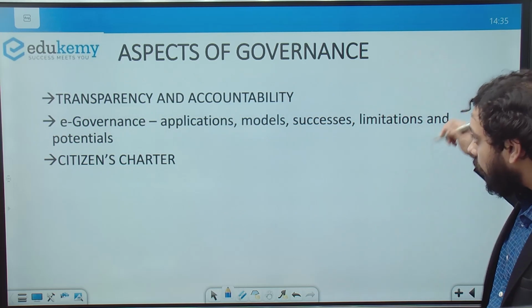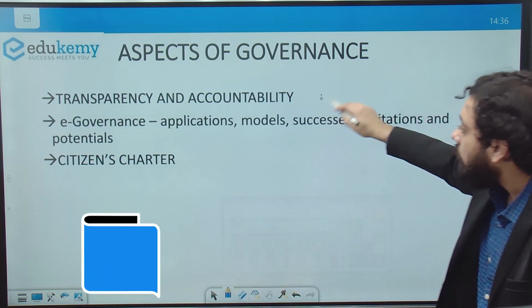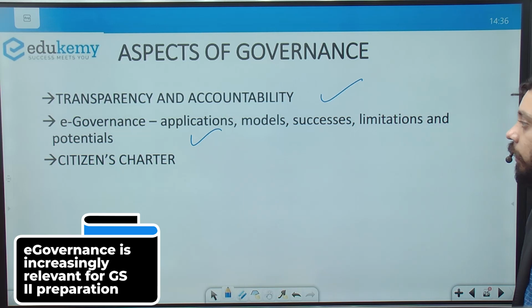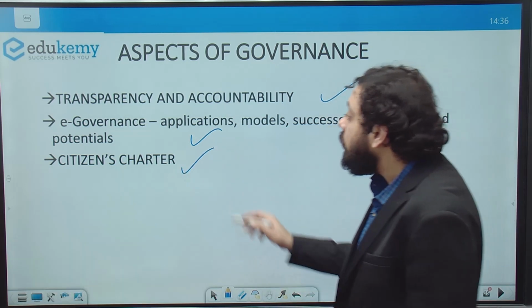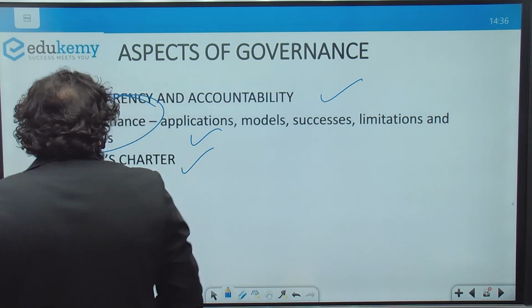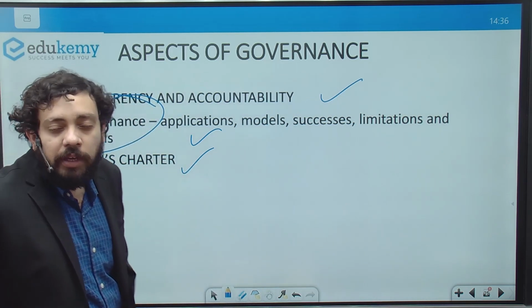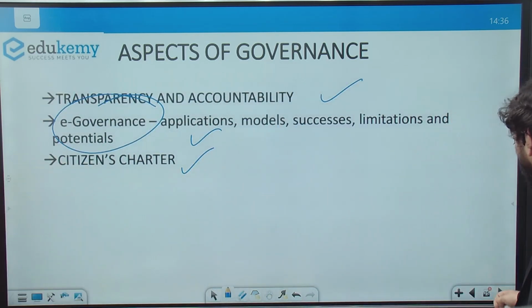So this is the most governance-heavy part of the syllabus, which includes the concepts of transparency and accountability. E-governance specifically has become a very relevant topic in recent years, and the Citizens Charter. As you can see, e-governance is one of the hottest topics in the years of the pandemic, because a lot of information communication technology was used by the government to dispense some services which it could not do otherwise.